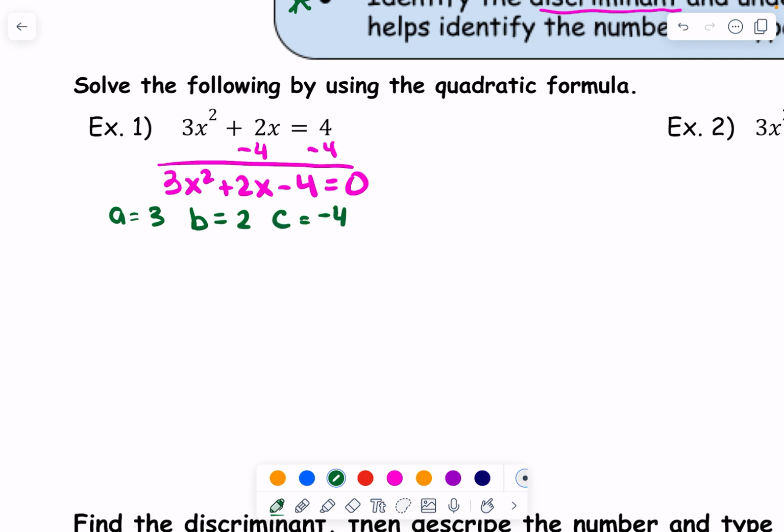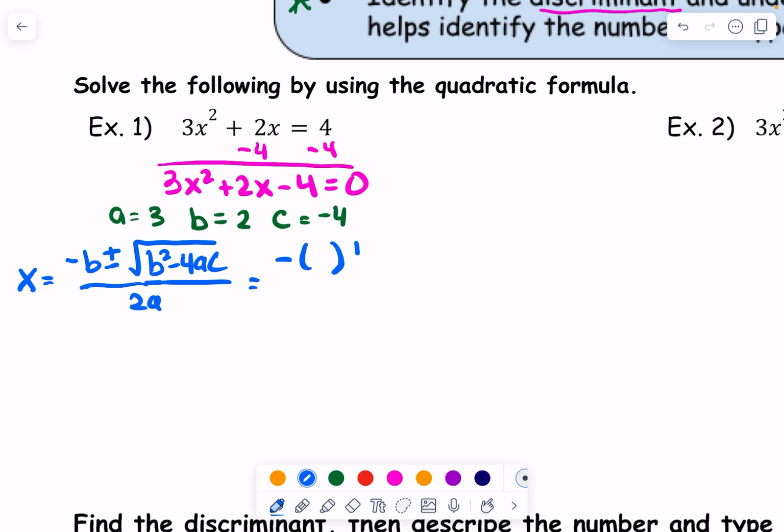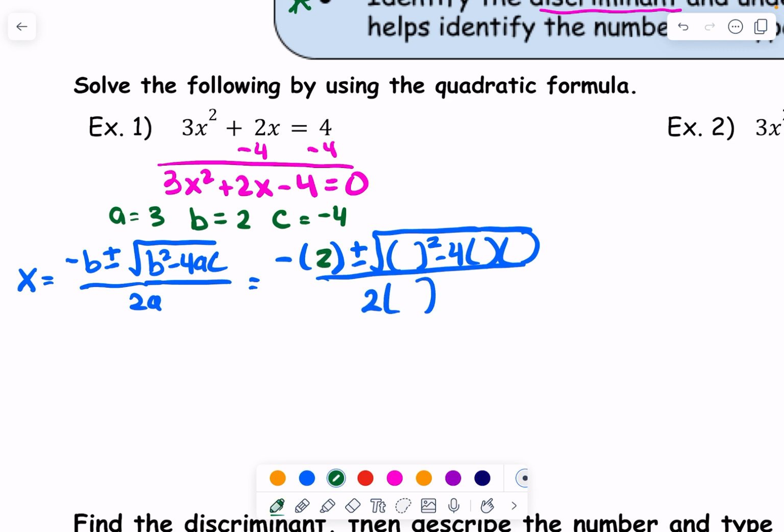We don't have to write this down every time, but we know that the quadratic formula is x is equal to the opposite of b plus or minus the square root of b squared minus 4ac, all over 2a. I want you to think about it as blanks that you have to fill in. So we have blank squared minus 4 times blank over 2 times blank. We're just going to fill those values in. So our b is 2, our a is 3, and our c is negative 4.